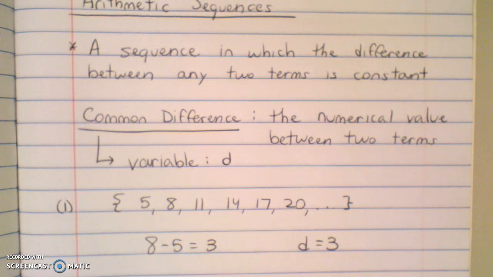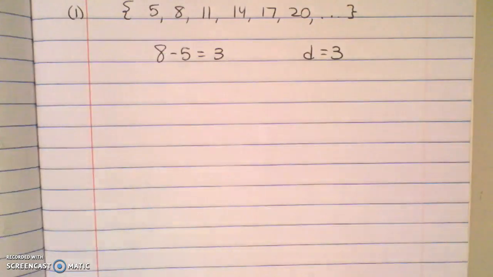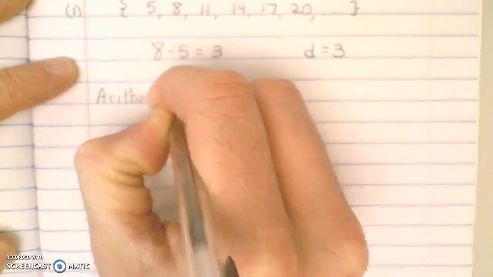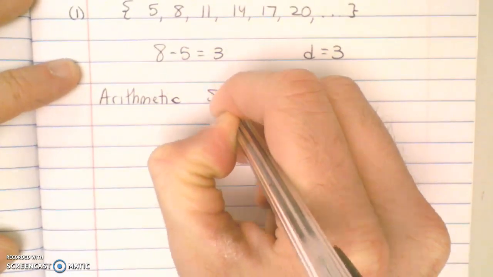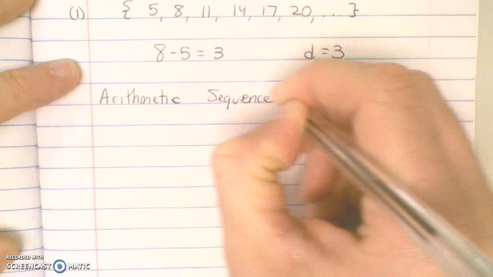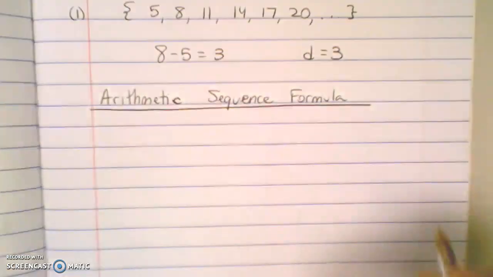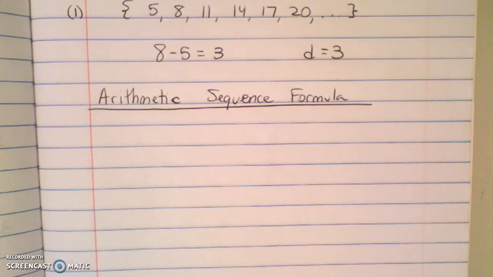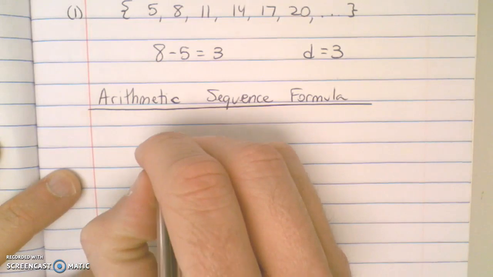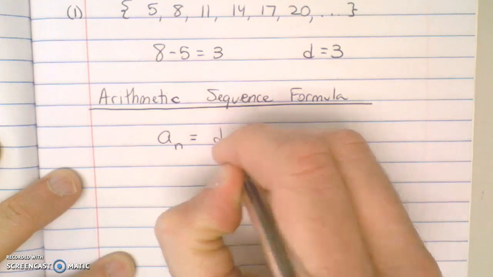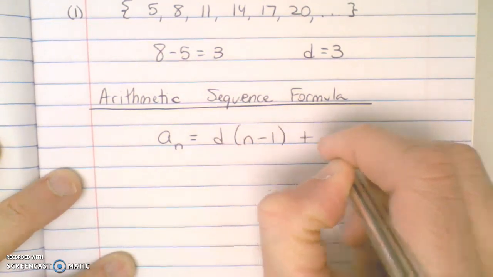So what we're going to look at next in today's video is a formula that we can create off of the sequence to use to find any number in the sequence. So this is called the arithmetic sequence formula. So the formula looks like this. You say a sub n equals d times n minus 1 plus a sub 1.